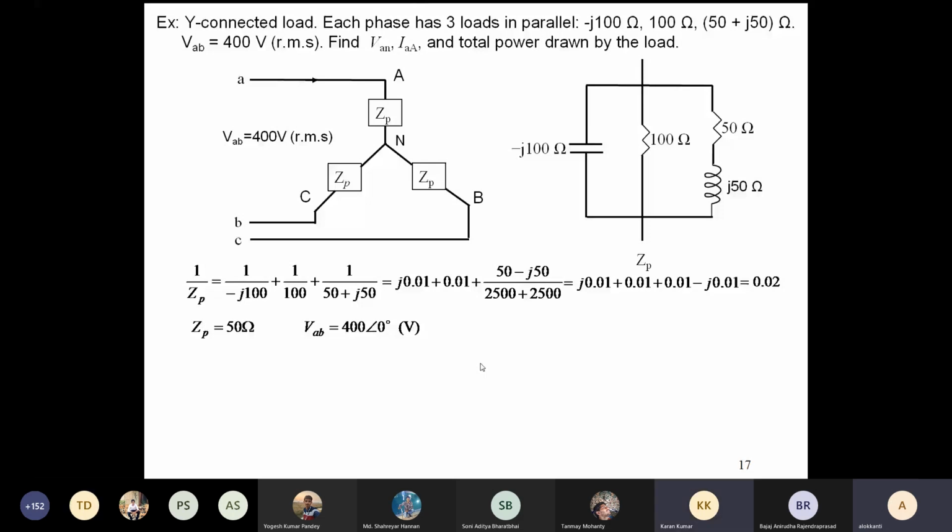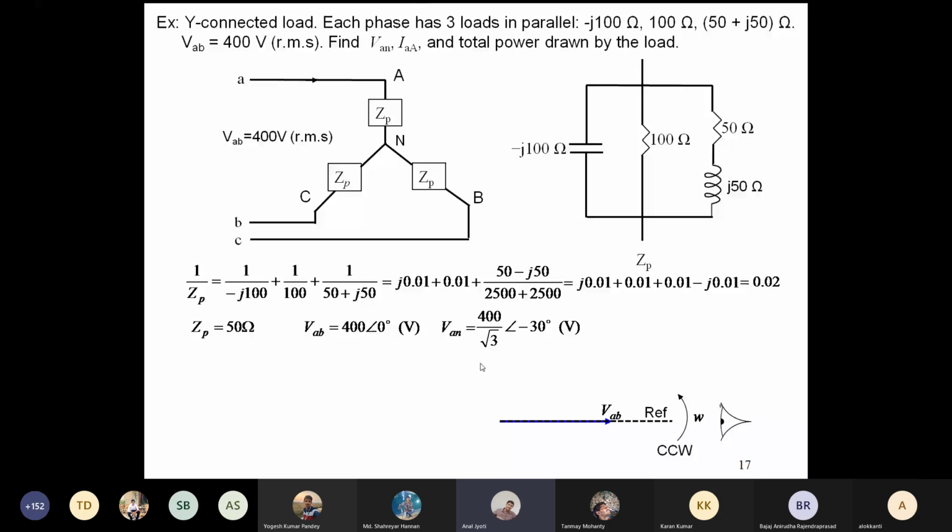Minus 30 degree. So VAN will be minus 30, yes sir. Plus or minus 30 degree. Go back to my earlier thing. VAN will be minus 30, yes sir, minus 30 degree.